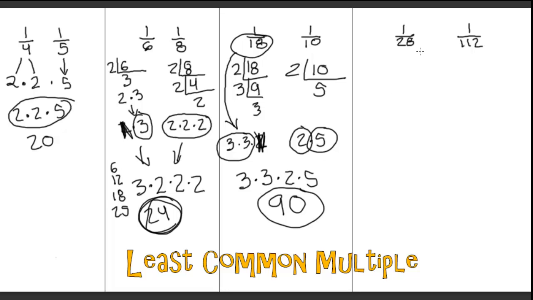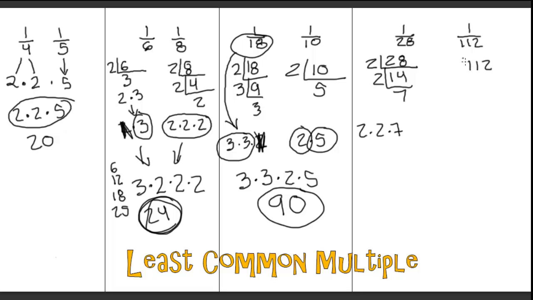Again, one more, just to try to cement this into y'all's brains. Alright, 28. I'm going to bracket it. That's going to be 2 and 14, and 2 and 7. Look at that. Prime factored form of 28 is 2 times 2 times 7. Fabulous! And now we're going to go over to 112.